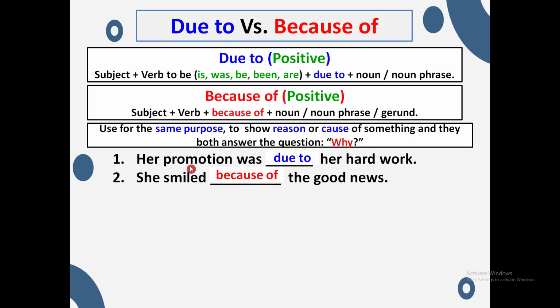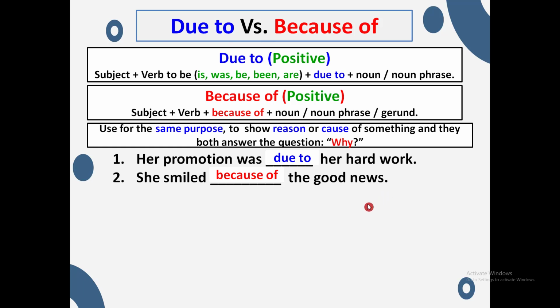Why was she promoted? The answer is due to her hard work. She was promoted due to her hard work, and we get the answer of why. The question why. She smiled. Why did she smile? Because of the good news.